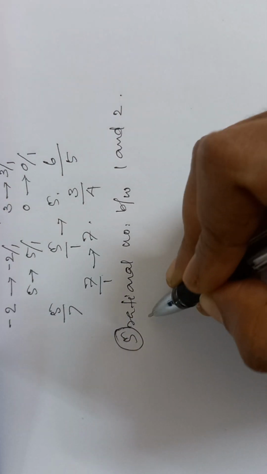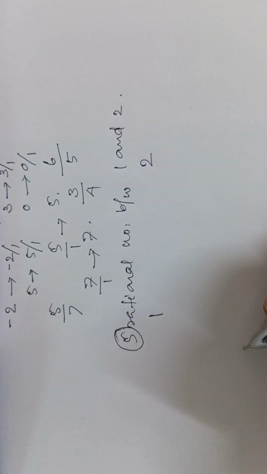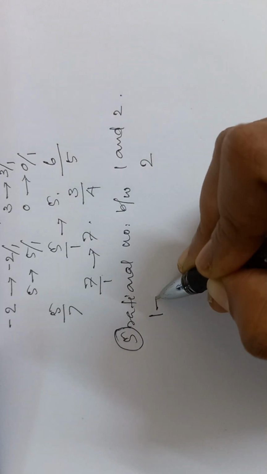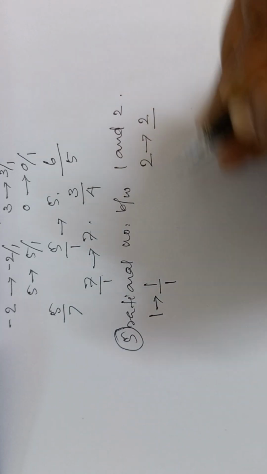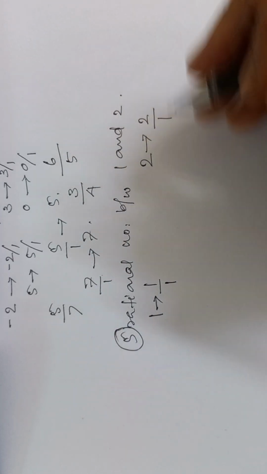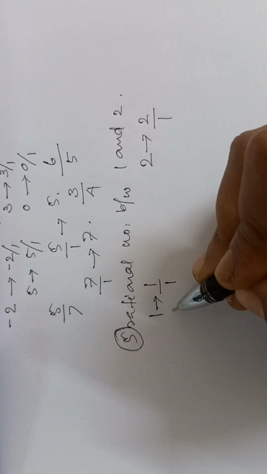The steps are very simple. You have to find between 1 and 2. Since it is in integer form, we have to convert it into rational number form. That is, 1 is 1 by 1 and 2 is 2 by 1. There is no change in its value. We are just converting it into rational form.